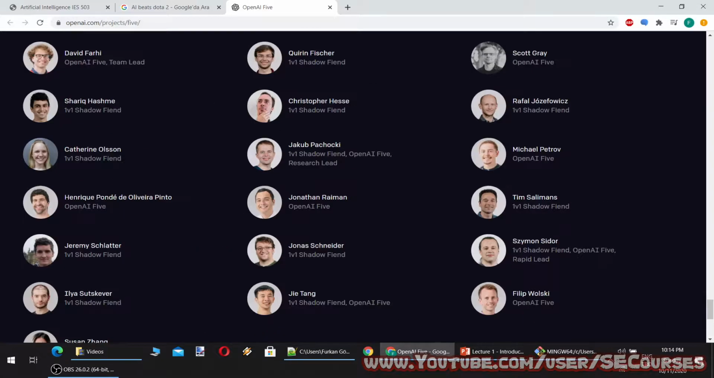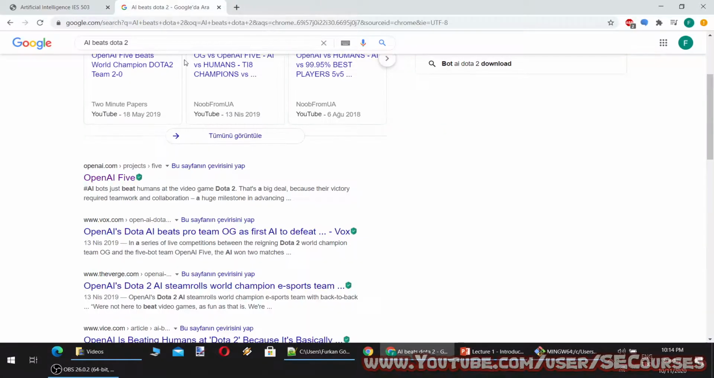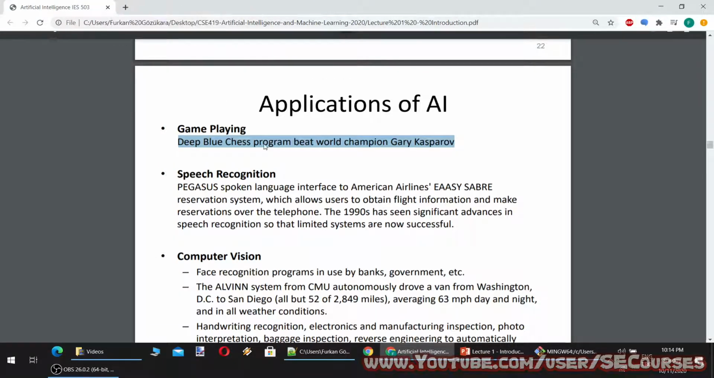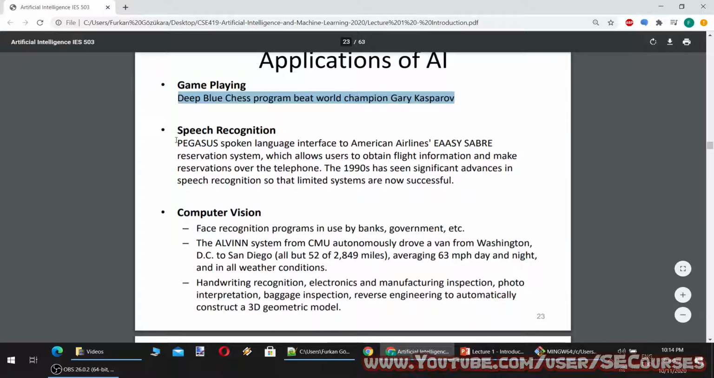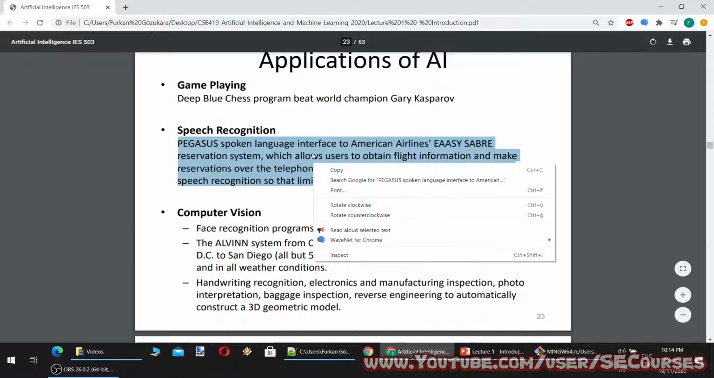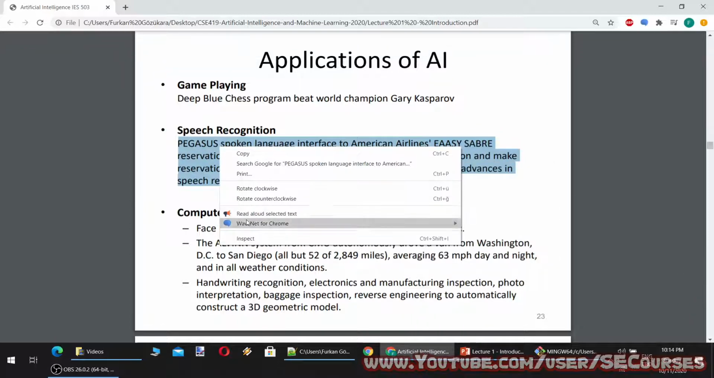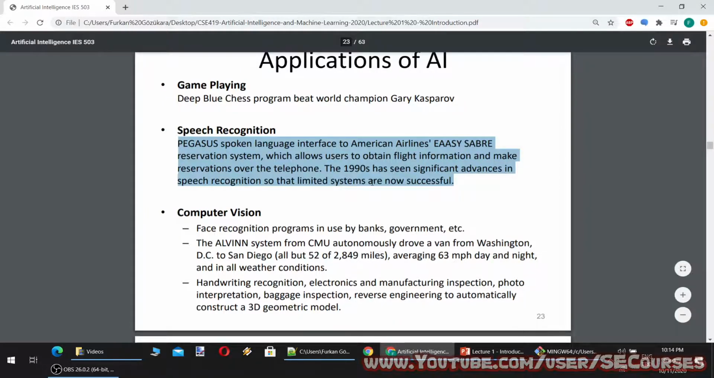Okay, you can search for more information about this. Speech recognition. I use speech recognition to generate automated subtitles to these videos by using Google Cloud. And this is also another thing of AI, text to speech.